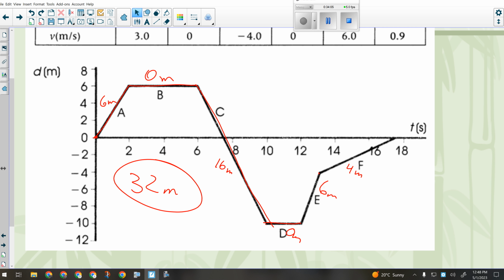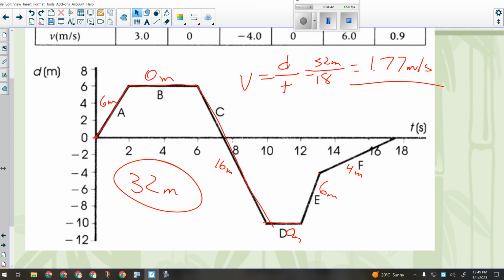Okay. How do we calculate average speed? Total. These are things we gotta know. Speed is total distance divided by total time. We just calculated the total distance to be 32 meters. According to the graph, the total time is 18 seconds. 32 over 18 is gonna be like 1.8 or something, 1.77. Average speed is 1.77 meters per second.